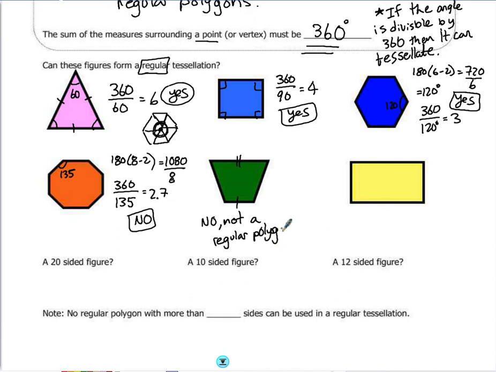Here we have something that looks similar to what we did in the second example, but here obviously not all sides are the same length. Since this rectangle is not a regular quadrilateral, no, this is not able to tessellate regularly because it's not a regular polygon.